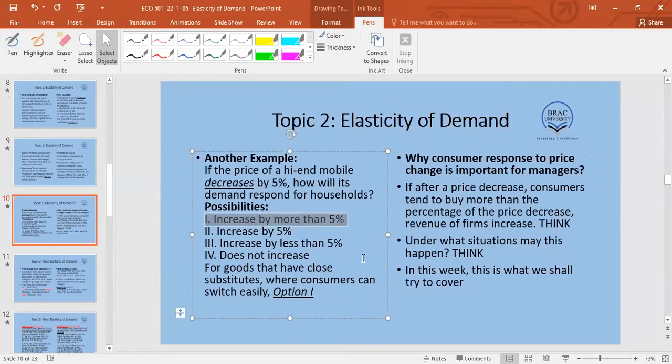But the end message that we want to take from this observation is that if it goes up by more than 5%, what does that mean? People want to buy more. Whenever people want to buy more, that will contribute to the revenue of the firm. Okay, why consumer response to price change? This is common sense, we have said it many times. If after a price decrease consumers tend to buy more, then by more than the percentage of the price decrease, the revenue of the firms increases. Think why? It's common sense.